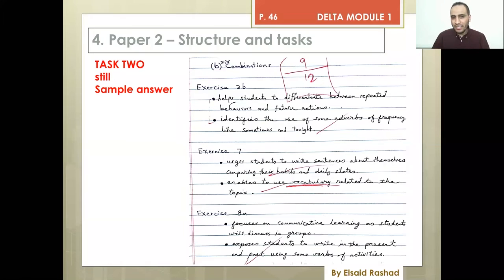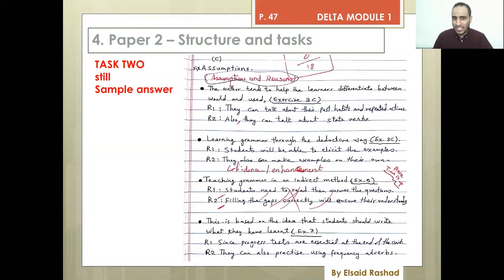So you write the combinations in the present form, like this: helps, identifies, enables, etc. Don't write 'to' plus infinitive here. To plus infinitive is for the purposes, and for the combinations we use the verb plus s. Then we move on to the assumptions.